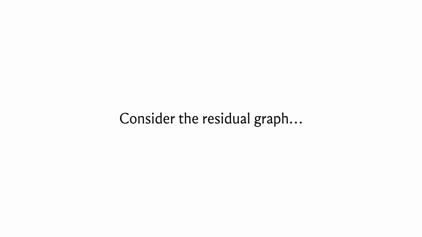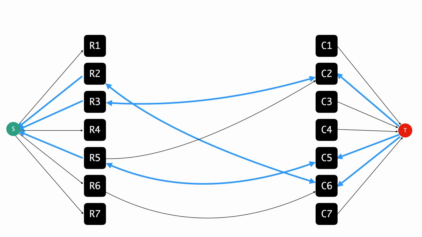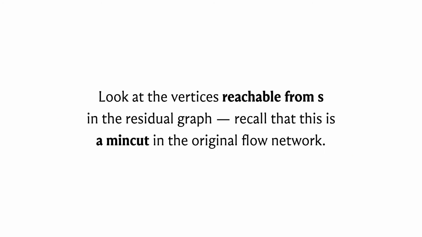So if we were to construct this residual graph, this is what it's going to look like based on what we just discussed. Now let's look at all the vertices that are reachable from S in this residual graph. We want to remember that what we are looking at is going to actually also be a minimum cut back in the original flow network.